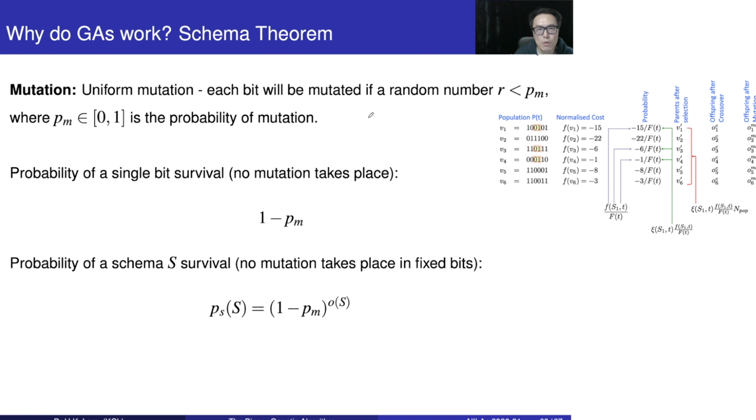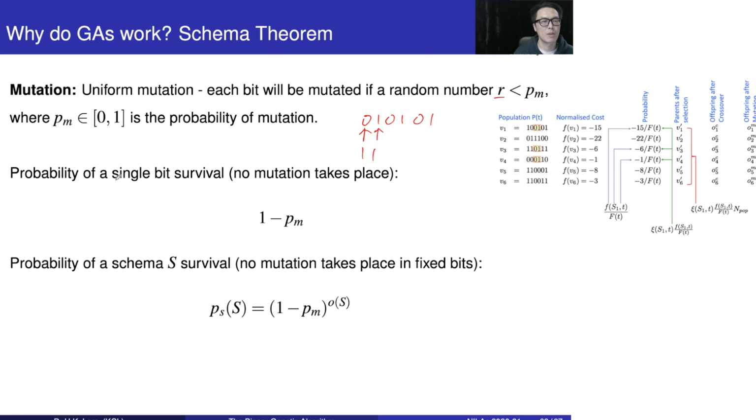to 0. For example, we have a chromosome 0, 1, 0, 1, 0, 1. For each bit in the population, we generate a random number. If it is smaller than PM, we flip the bit. Then we move to the next bit and generate another R. If it is less than PM, flip the bit. If it is not, keep it as it is. For example, this one has R greater than PM.